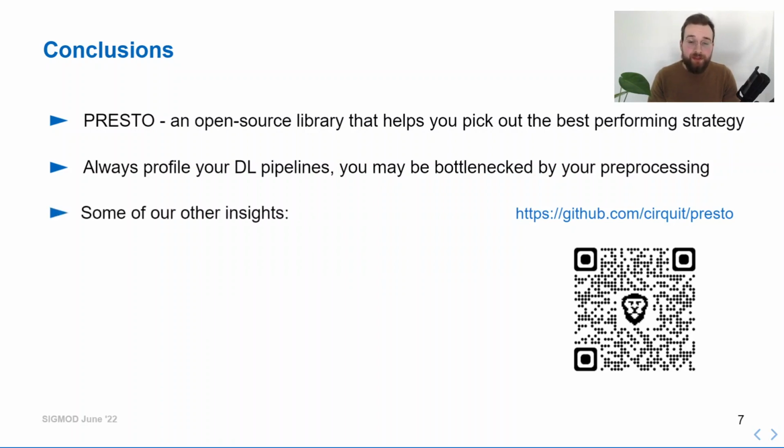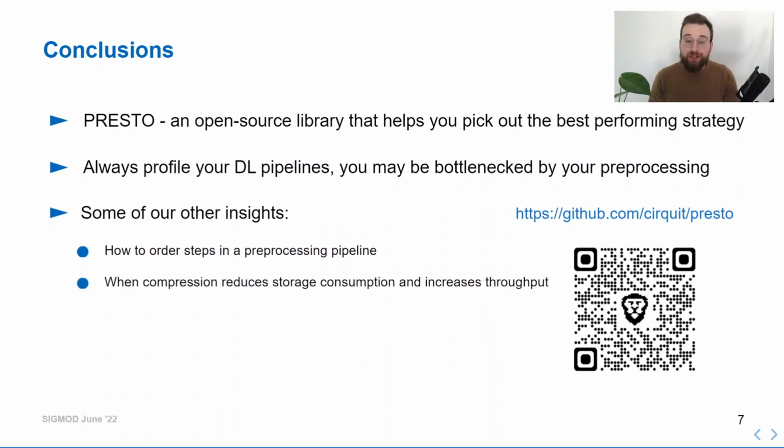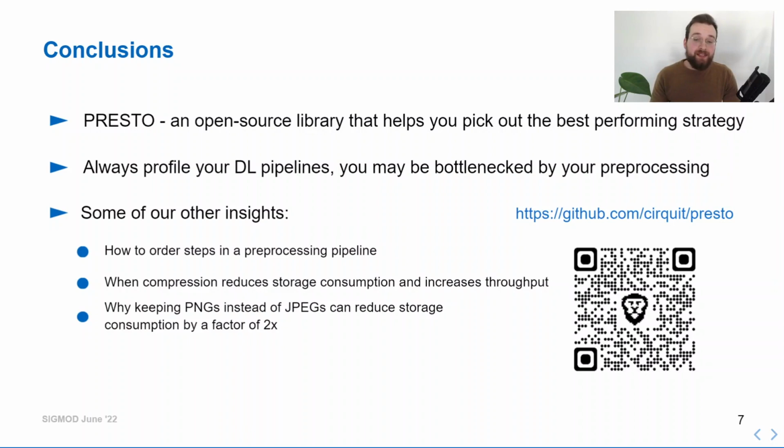To actually motivate you to read inside our paper, here's a glimpse of the insights we did not talk about. For example, how to correctly order preprocessing pipeline steps, when can compression reduce storage consumption and increase throughput at the same time, when does keeping the dataset as PNGs actually save storage consumption compared to JPEGs, and how caching can be used to expose CPU-intensive steps.